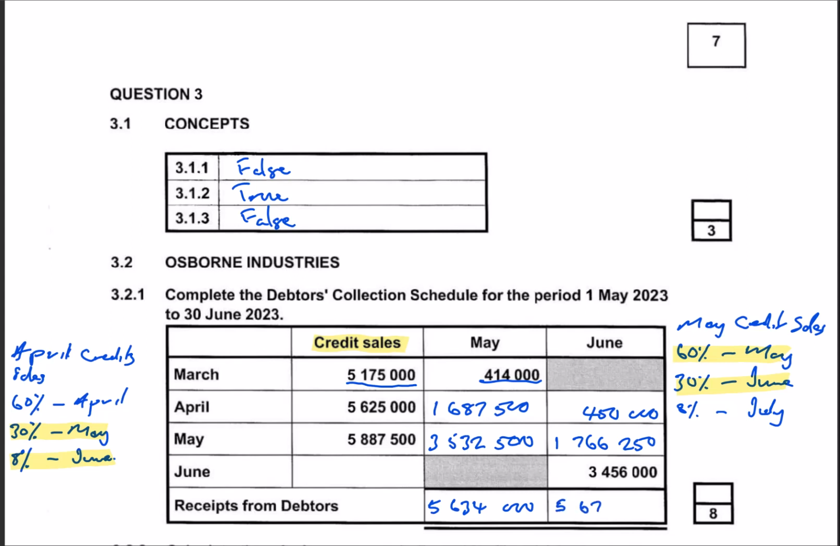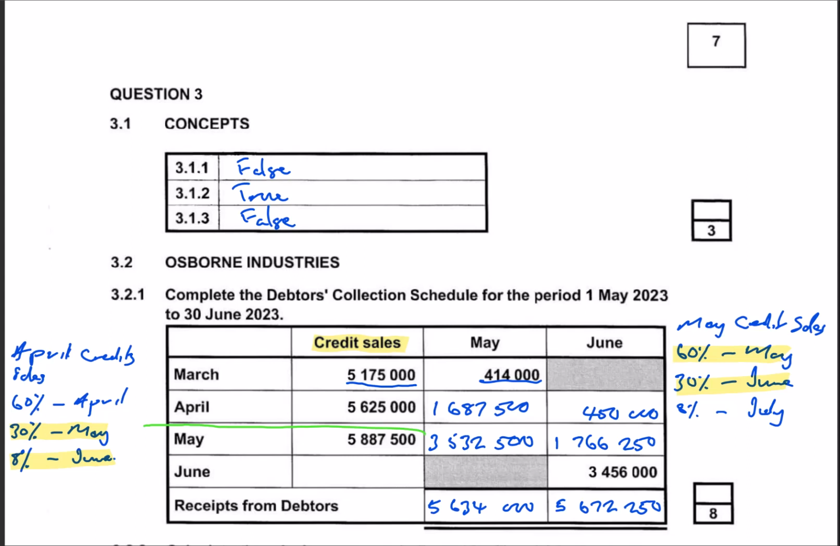5,672,250, and that's your total. That's your 8 marks, right? It's simple and straightforward, right? So for these values, let me just write the calculations so that you know where they came from.